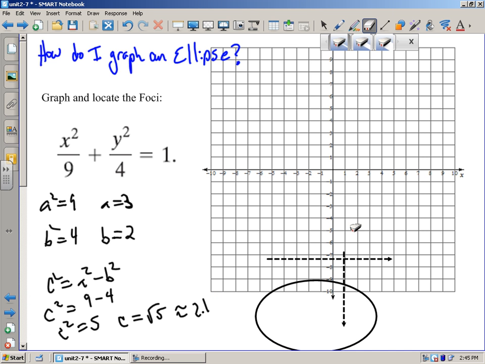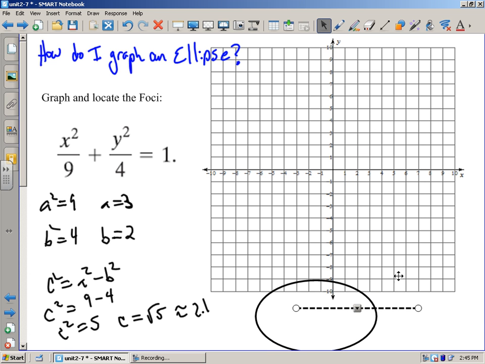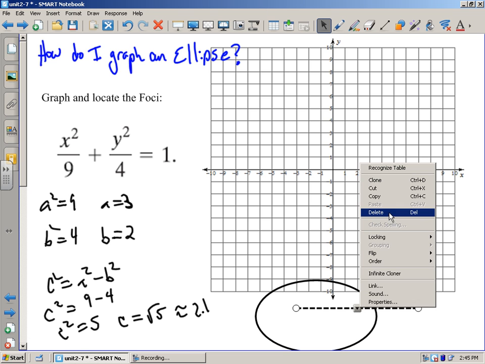Now I've got enough information here to graph this. I know that I'm centered at the origin because I don't have any h and k going on, and of course that's what we'll do tomorrow.